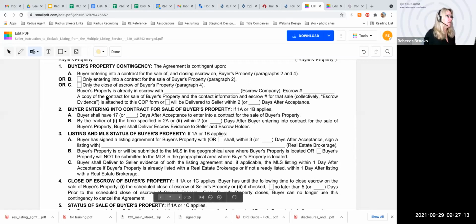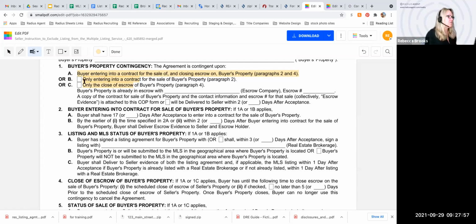Okay, and so you have to decide what scenario is going to work for you. Is it contingent on entering into a contract and closing escrow, or is it only entering into a contract, or only the close of escrow? Most people are just going to leave this as it is, and they're not going to choose B or C, because they want to close that escrow. They have to close their escrow in order to buy the next property financially, right? And so most people usually just don't check either one of these.